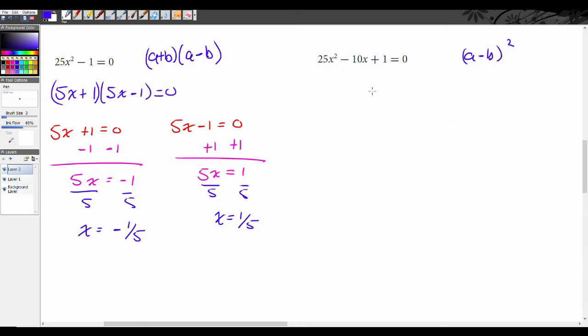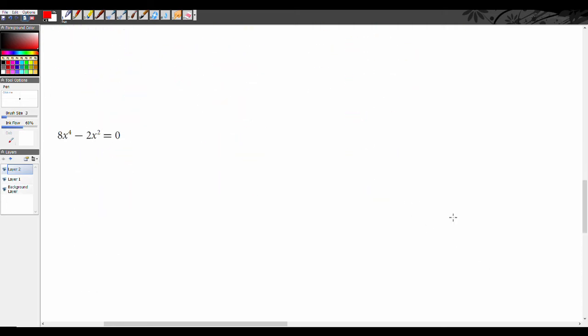So the square root of 25x squared, we already know, is 5x. And the square root of 1 is 1. And since the middle term is negative, it's going to be 5x minus 1 squared equals 0. So again, since both binomials are the same, we only have one equation to work out. We get 5x minus 1 equals 0. And if we look here at this example, we can see it's going to be the same answer. So we get x equals positive 1/5.